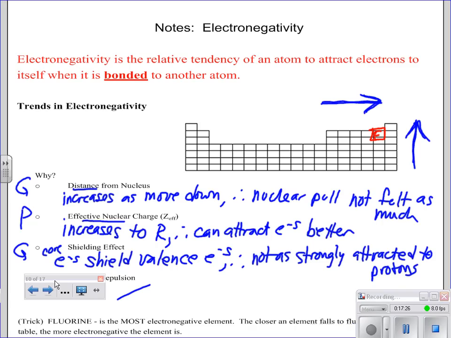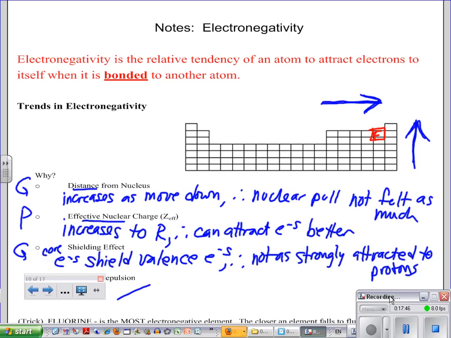So if you were asked what has a greater electronegativity, aluminum or silicon, you would look and you'd say silicon because it's closer to that corner. What has a greater electronegativity, antimony or bismuth? It would be antimony because it's closer to that corner.